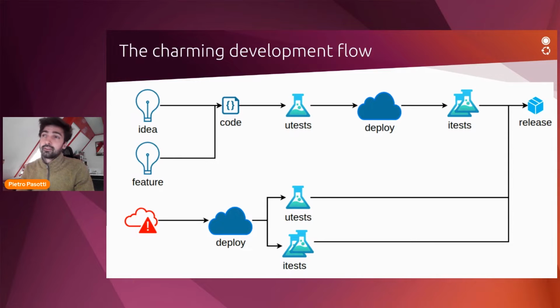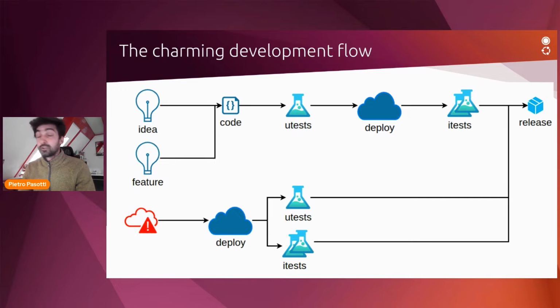Now, a few words about the charming development flow, which is going to explain to you where Jhack fits in the picture. Every charming activity, let's say, starts with either you have an idea of something you want to add or a feature you want to develop, or there is a problem. When you're adding something, you typically write some code and some unit tests. You write some unit tests, whatever order you prefer.